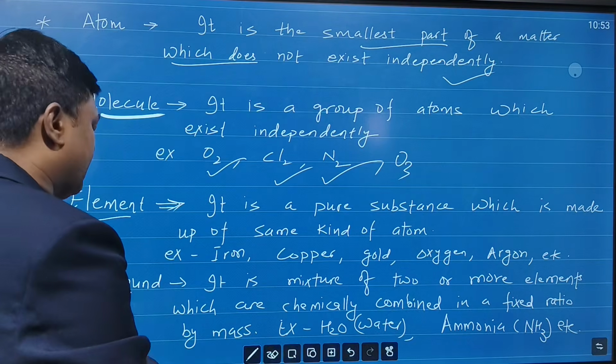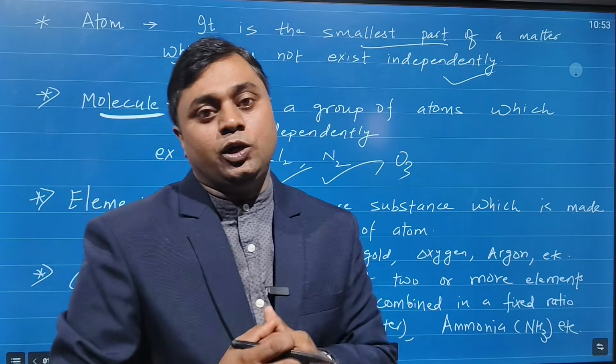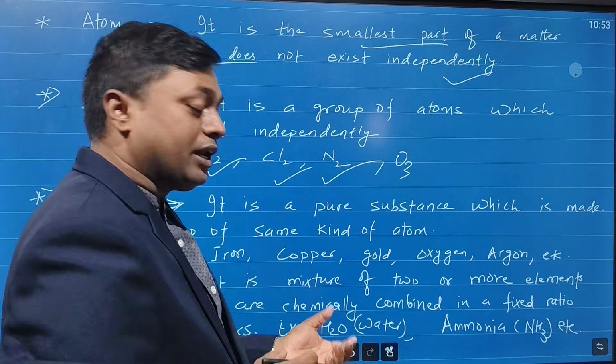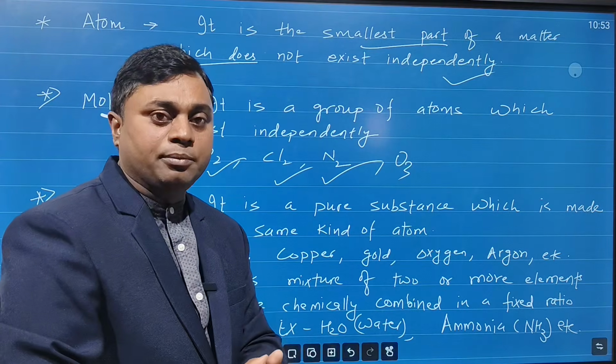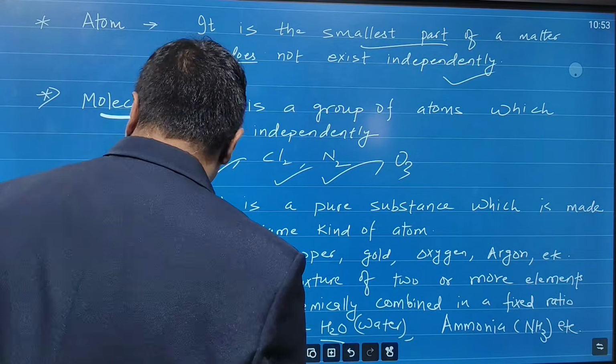Okay, coming to the compound. What is a compound? It is a combination of two or more elements which are chemically combined together in a definite ratio by mass. Like water. Water is a compound. Ammonia is a compound. Carbon dioxide is a compound. So how it is a compound we can see also.